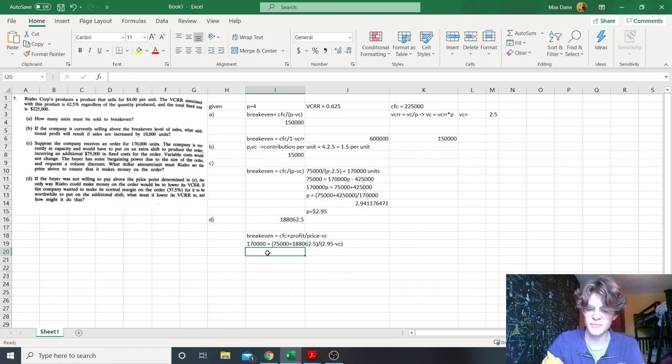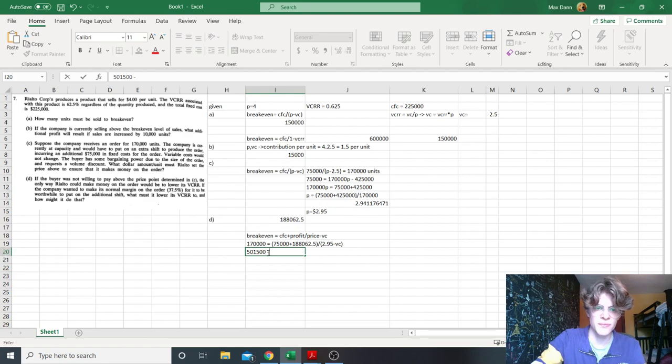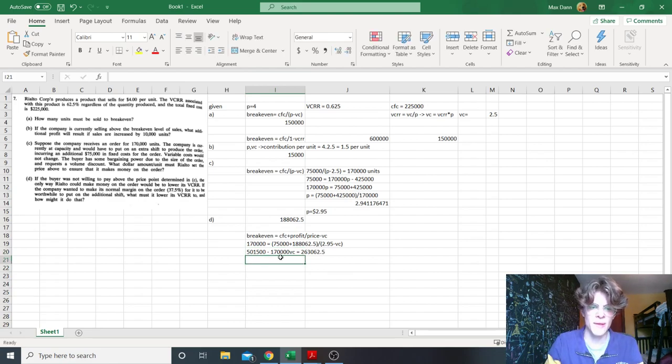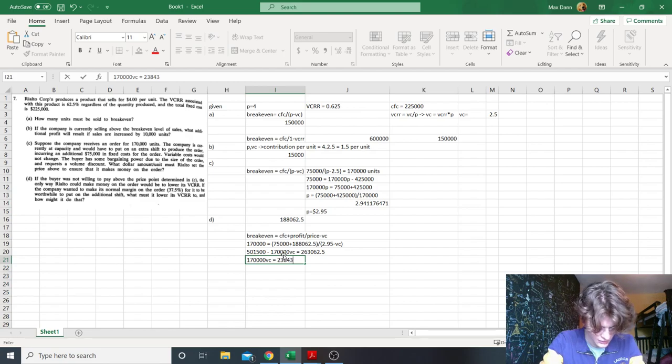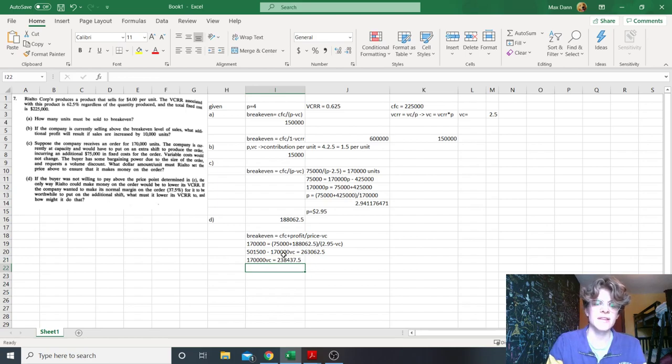Do some math here. Times 2.95, 501,500 minus 170,000 VC is going to equal 7, put the right amount of zeros this time, 188,062.5. Then 263,062.5. Rearranging again, we get 170,000 VC is equal to 238,437.5. And then just dividing, we get VC is equal to 1.4025. So that means our variable costs should be $1.41 because we're going to round up.